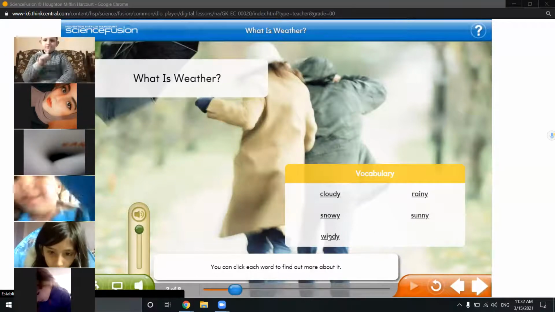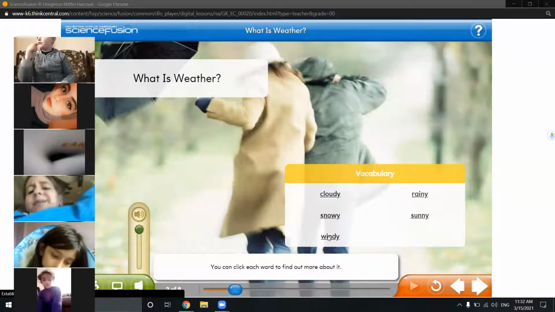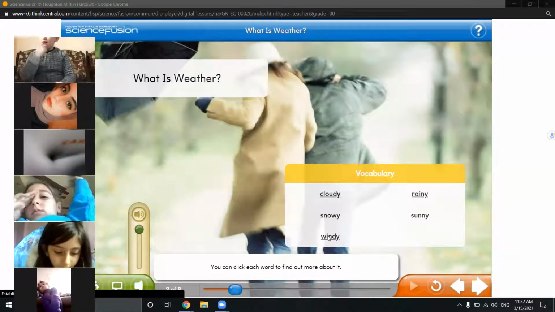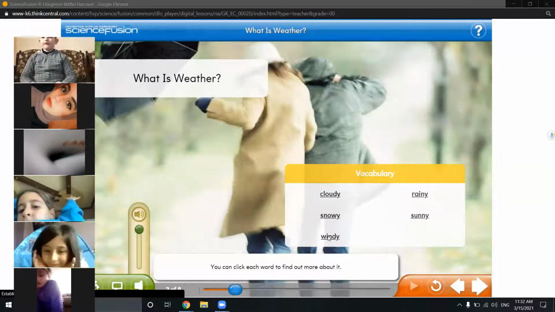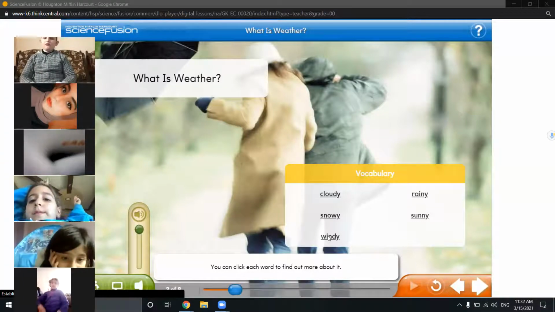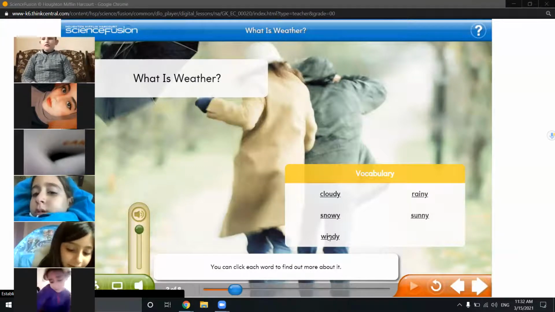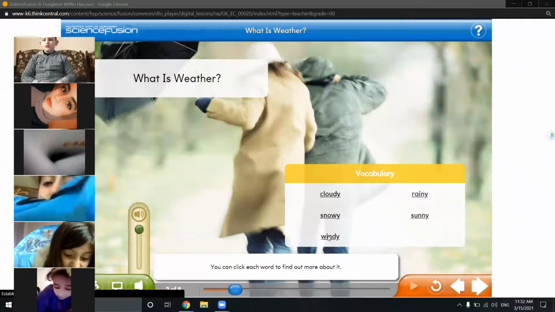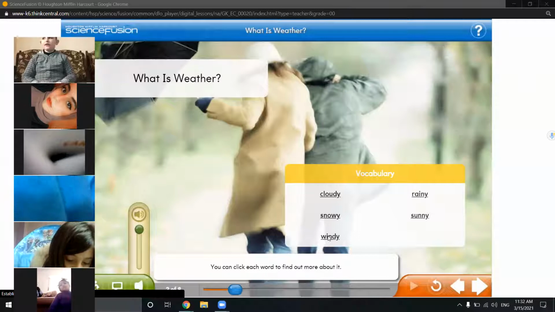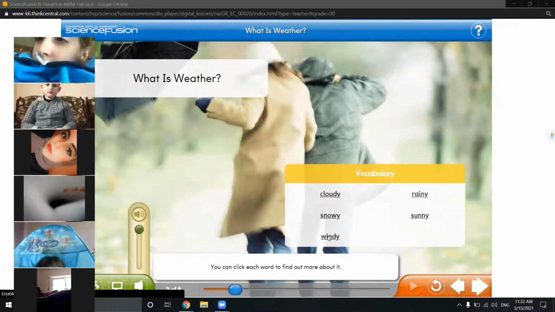What do you think about the weather when I say windy? Windy. What do I mean by wind? Wind, only wind. Is it strong air? Yes. Okay, so when we say the weather is windy, what will it be?